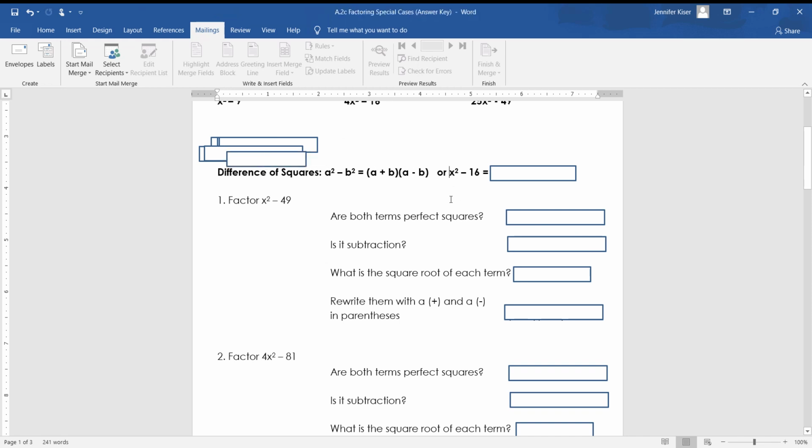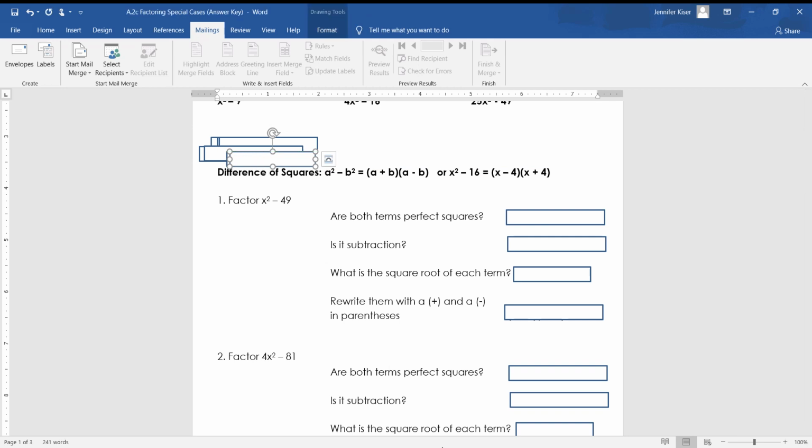And then for the next one here, x squared is a perfect square because you would square x to get that. And then 16 is a perfect square because 4 squared would give you the 16. So since they're subtracting, you'll have one of each sign there.